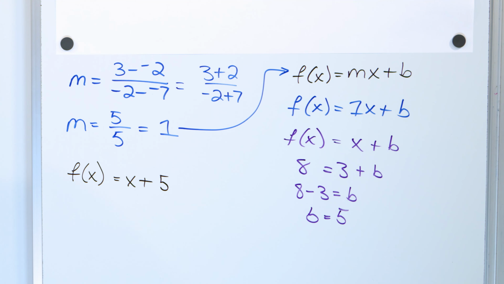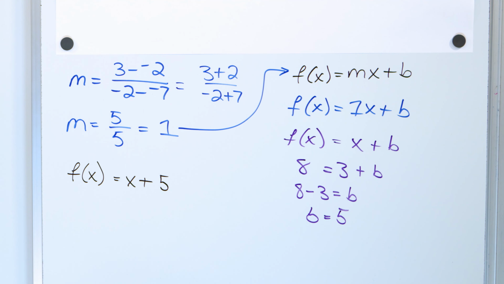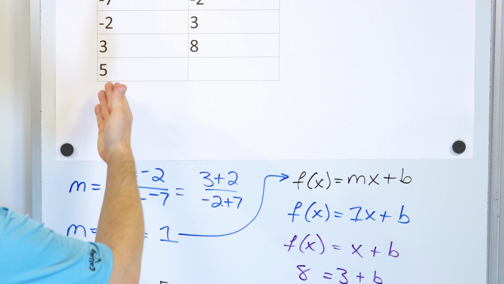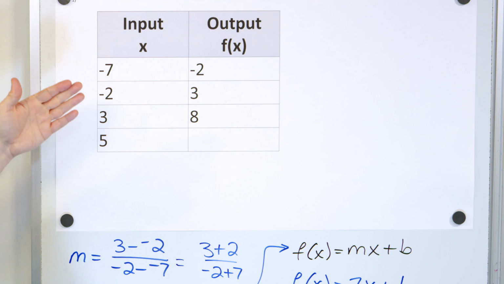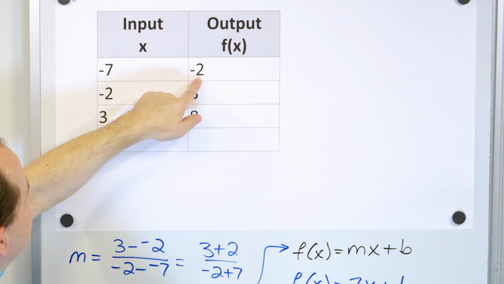This is the equation of the line. We can graph this right now. We know the slope is 1. We know the y-intercept is 5. But before we graph it, we want to use it to fill out this table because this table is a table of inputs and outputs. If we stick the input in of negative 7, we should get a negative 2 out.